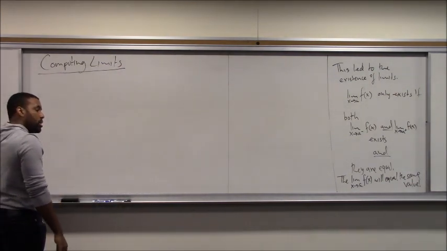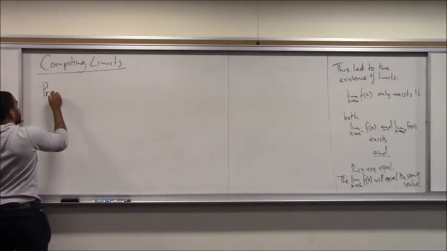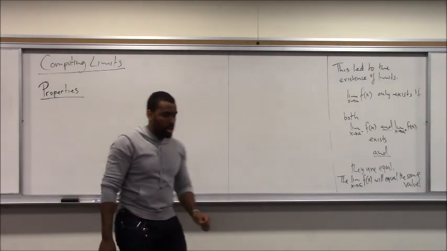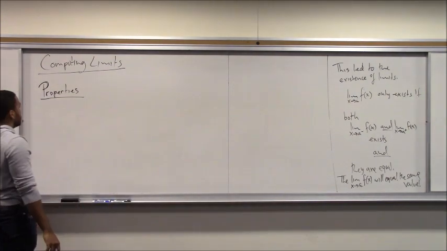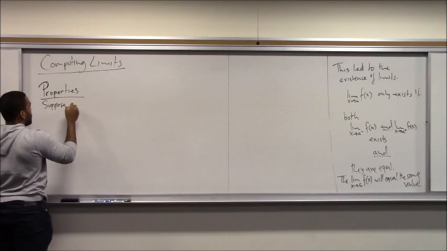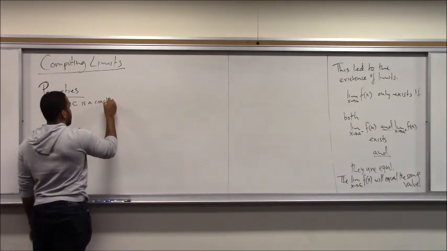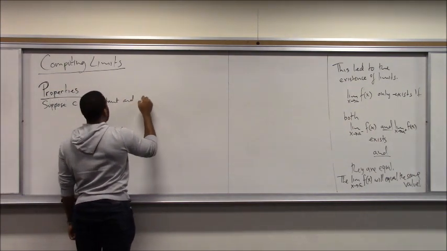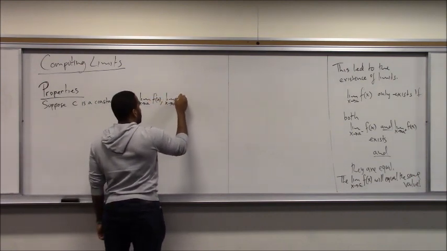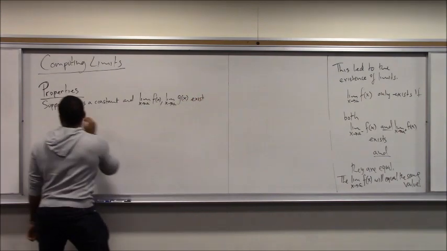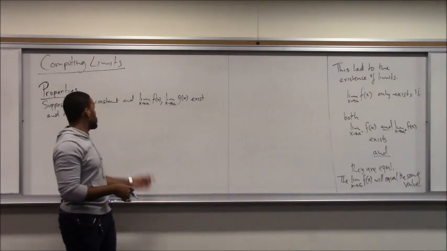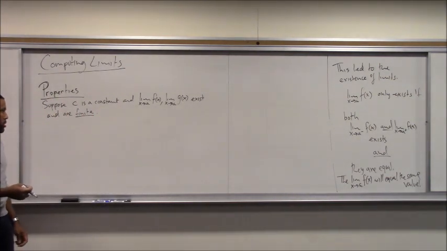The first thing you should know about computing limits is that limits have certain properties. Usually when you talk about properties of something, it's the algebraic properties, meaning how this concept behaves with arithmetic. It's very important that you know these properties. Suppose c is a constant, and the limit as x approaches a of f of x and the limit as x approaches a of g of x exist and are finite. Last time we saw examples where the limit can be infinity, but we're assuming here these are finite. They will give us actual numbers if we compute them.